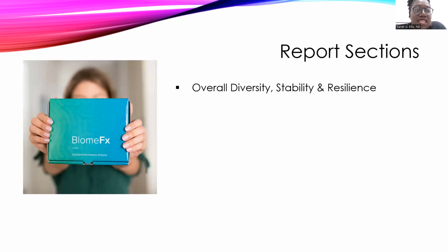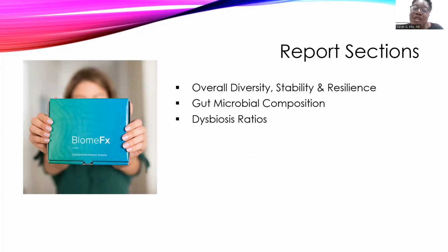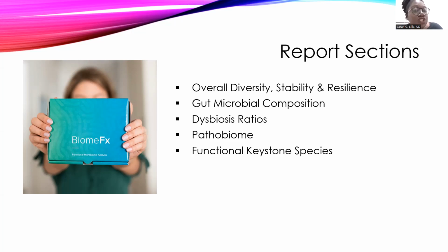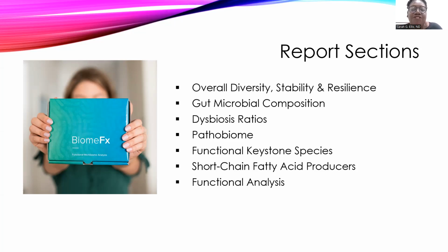So let's discuss the report sections. All right, so we have overall diversity, stability, and resilience. Gut microbial composition, telling us exactly who is there. We also have dysbiosis ratios, pathobiome, or the presence of pathogens in the microbiome, functional keystone species, short-chain fatty acid production, functional analysis, and vitamin biosynthesis.